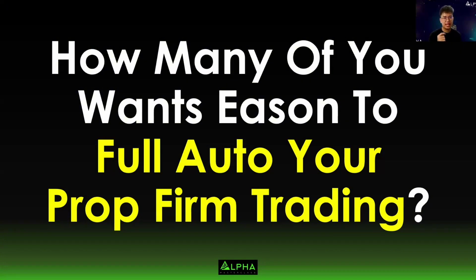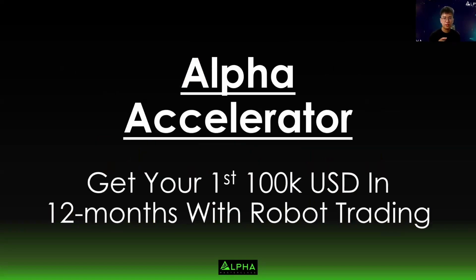You also know the exact method, not just to trade for your own account, but also to trade for investor prop firm accounts. All right. So let me take about 10 minutes to share with you what this Alpha Accelerator is. Basically, it's a program that helps you get your first 100,000 in the next 12 months using robot trading.